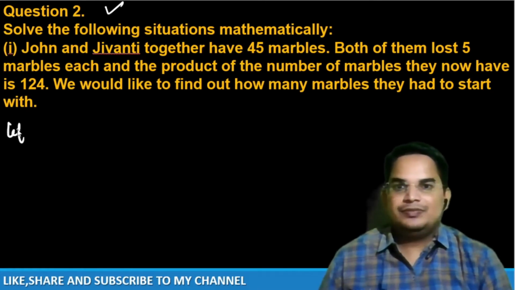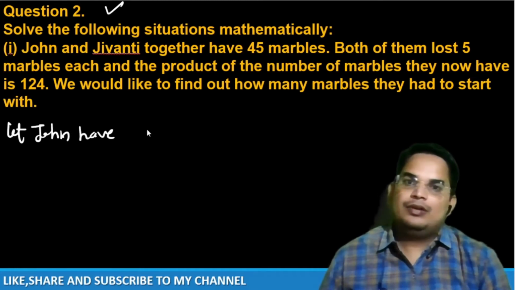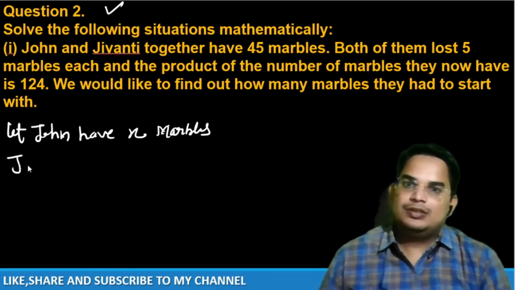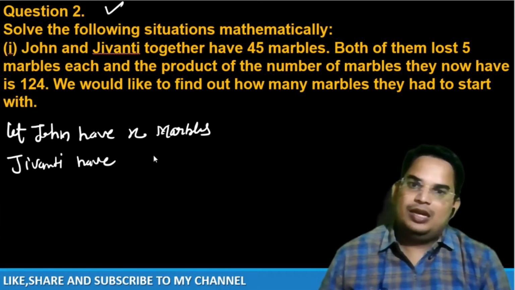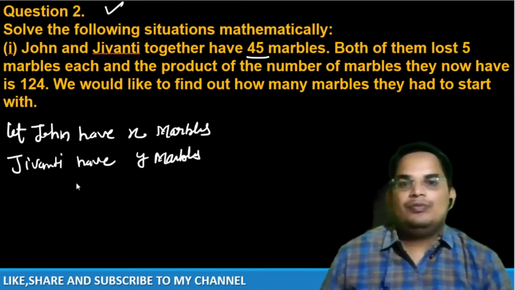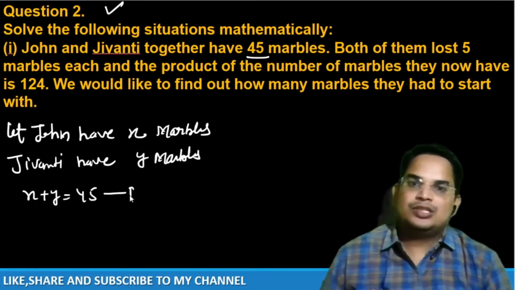Okay, let John have x marbles and Jivanti have y marbles. Okay, fine. Now what I'm going to tell you, together they are having 45 marbles. So what I can say, x plus y is equal to 45. This is the equation number 1.